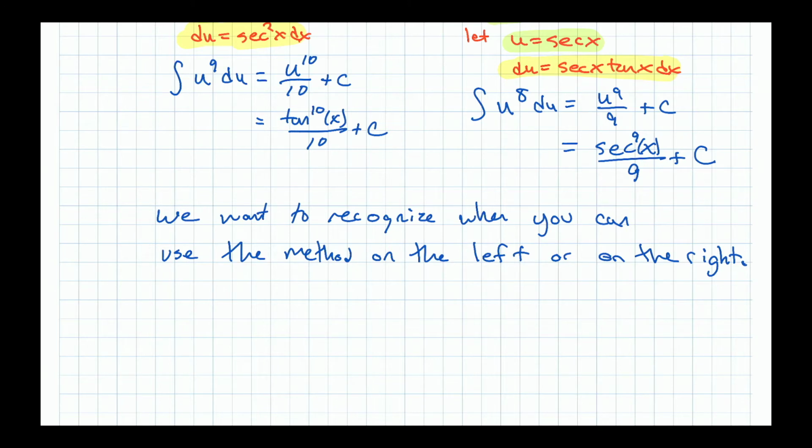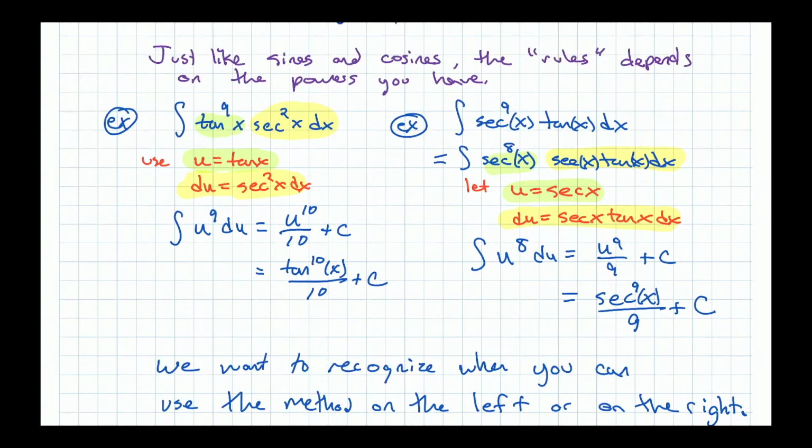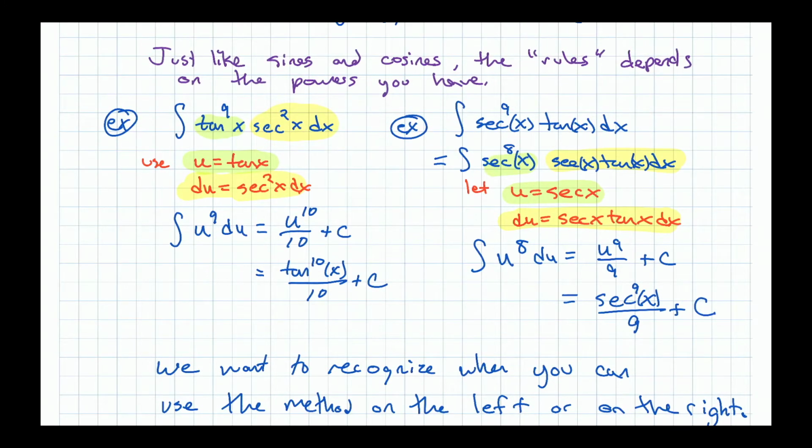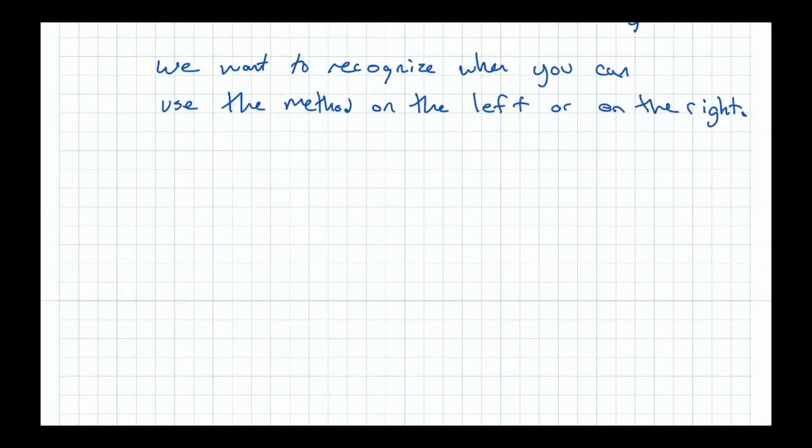Okay, so let's talk about when we can do the one on the left. So if we want to do the thing on the left, we're going to need a secant squared. If you're going to need a secant squared at the end, what you need to start with is an even power of secants. So our first case here is going to be when you have an even power of secants.